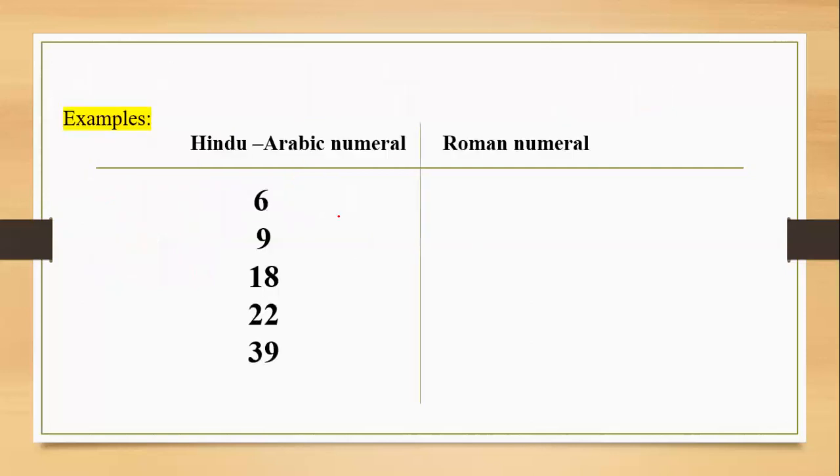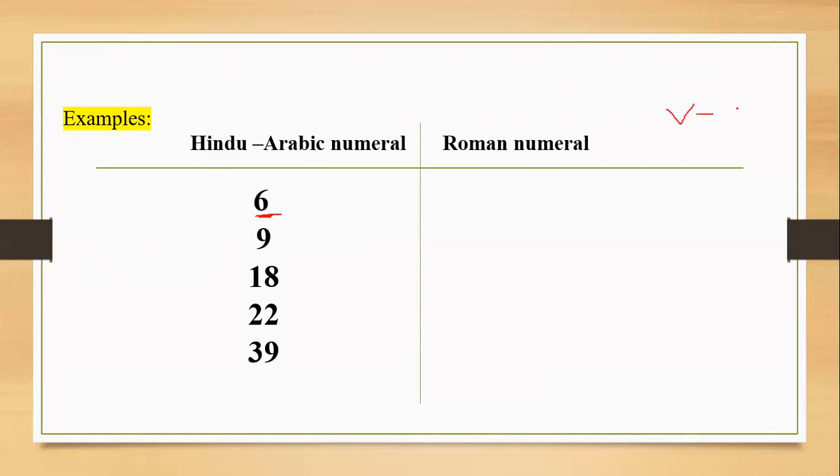Now let's solve the questions. Now you have to convert Hindu-Arabic numerals into Roman numerals. So we have standard symbols, and for the standard symbols we have a value. The first number is 6. We have a standard value for the symbol V.